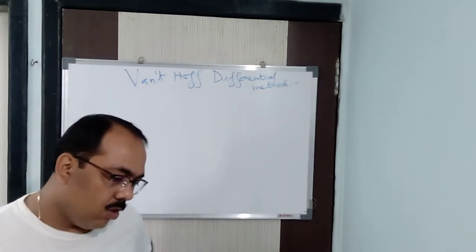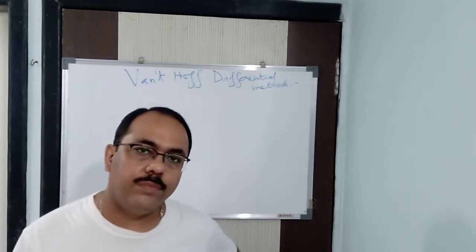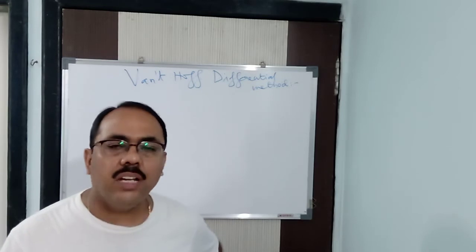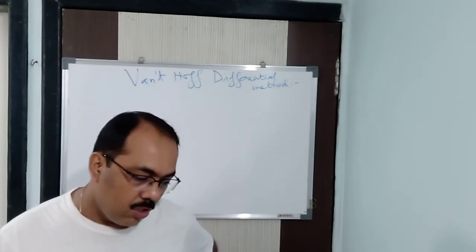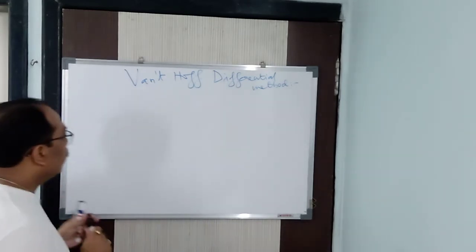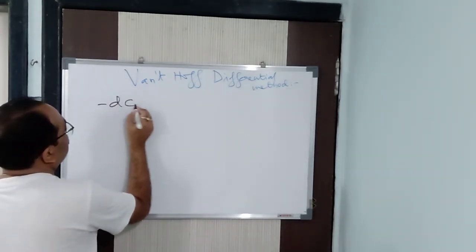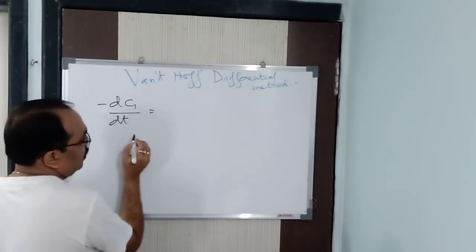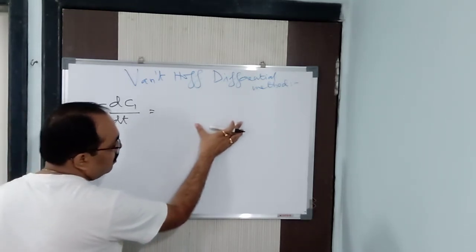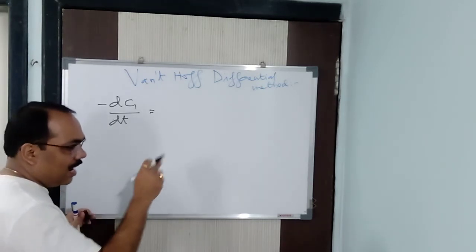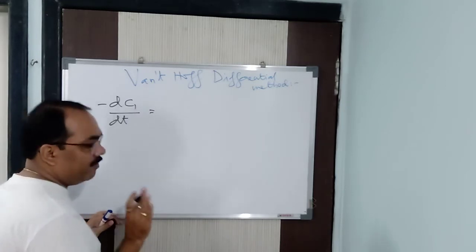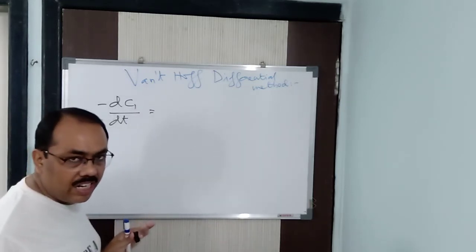Got it? So if N is the order of the reaction, for the two different initial concentrations C1 and C2, what it will be? Minus dC1 by dt. Understood what I said? That rate of reaction varies to the power of concentration of the reactant. R is equal to K into concentration A to the power X or A to the power N. Here I have taken the power as the order of the reaction, N.